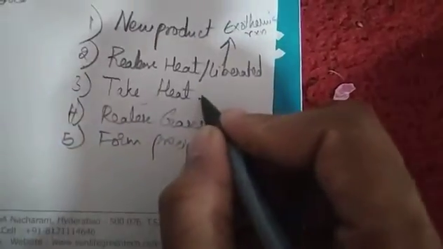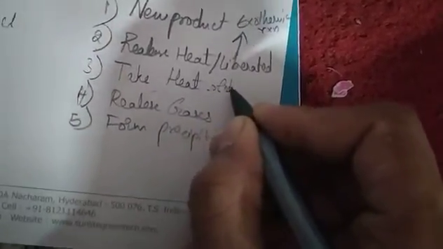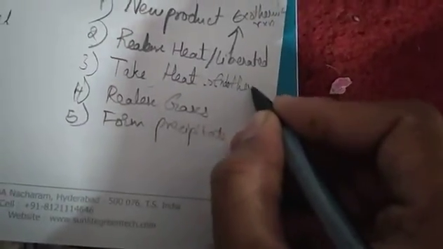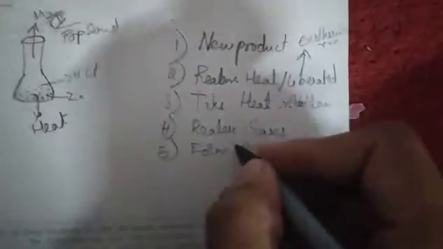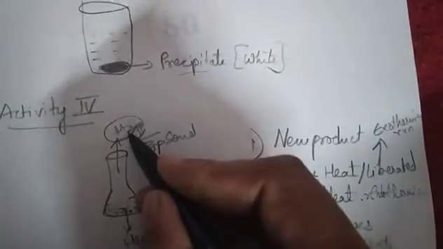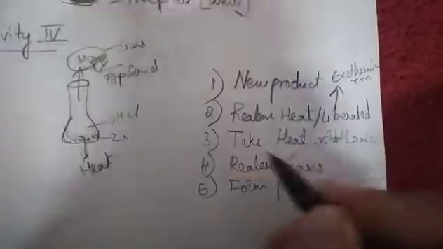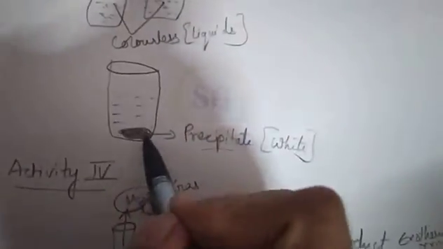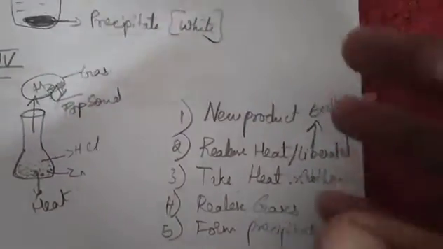In a few activities, when we burn, we are supplying heat energy. When we supply heat energy, the reaction is taking heat energy, so it is endothermic. A few release gases. Here we saw that H2 is released. H2 is a gas, no? A few release gases and a few form precipitate. So these are the basic fundamental qualities of a reaction.